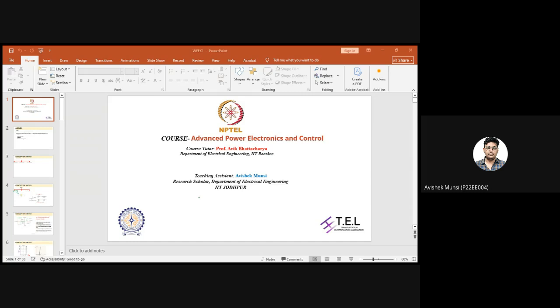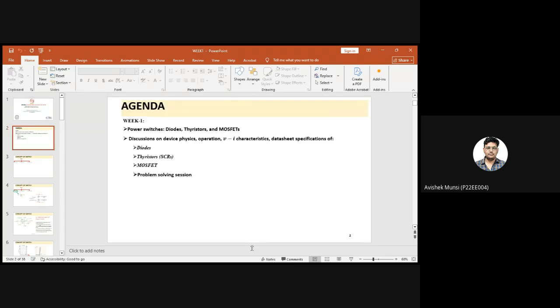Basically, this course is about advanced power electronics. I hope you all know the basics of power electronics systems, and then we'll start this class with a little bit of the basics about the switch. Today we'll discuss the power switches, what types of switches there are in power electronics, and we'll solve some problems related to assignment one of your course.